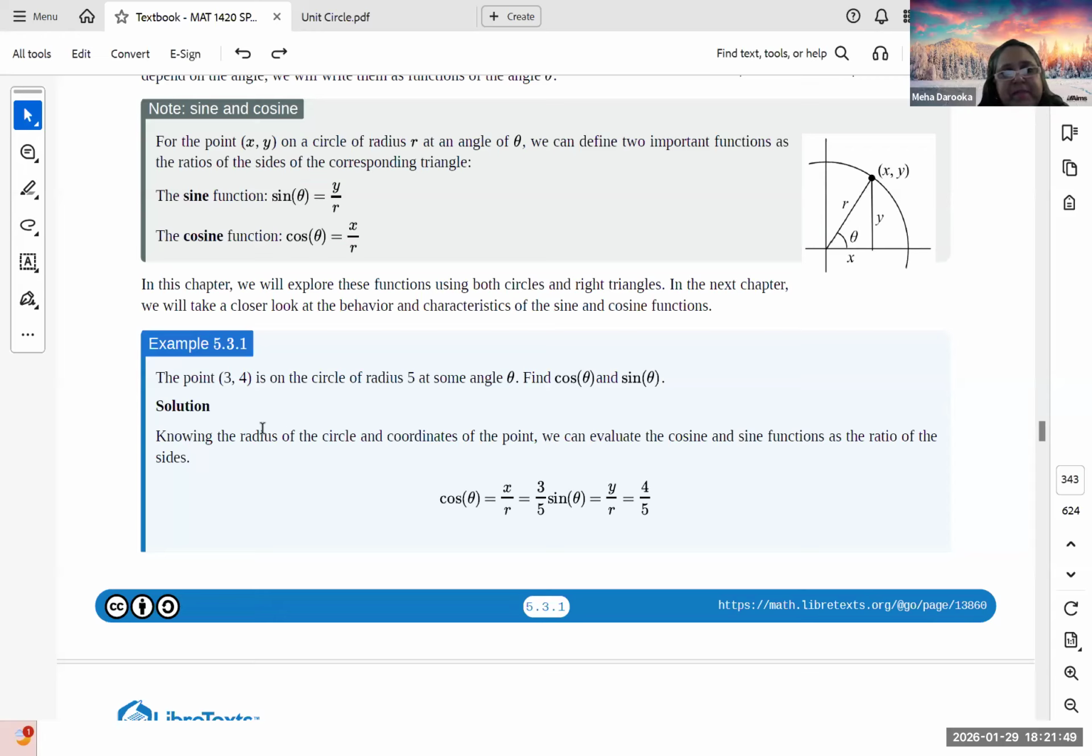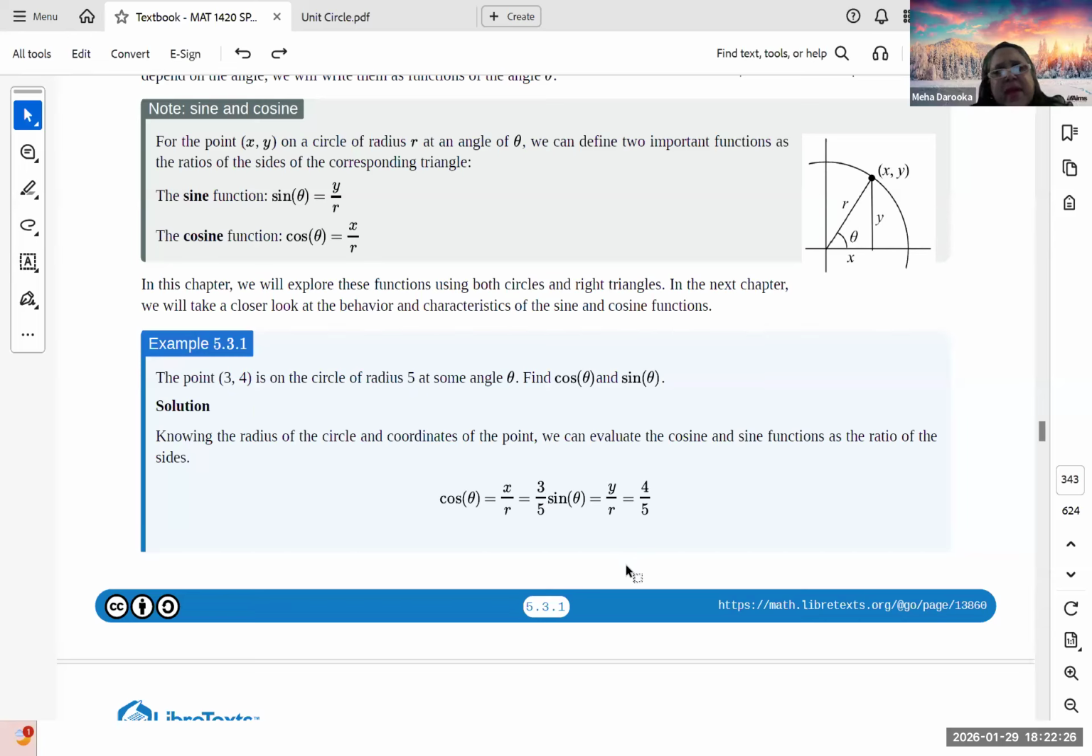As you can see, the 3 gives you the x value. The 4 gives you the y value. The radius is the r value, right? So you can do cosine as x over r. That will be 3 over 5. And then the sine function is y over r. So of course that comes out to be 4 over 5. So very, very straightforward, nothing complicated in this, right?